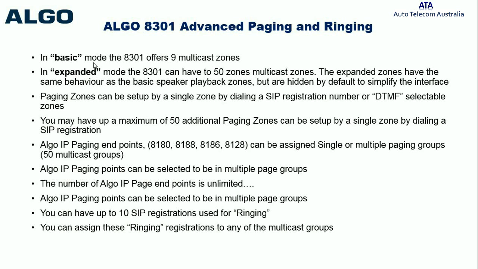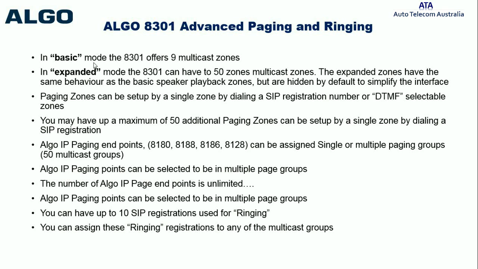Just to make life even more interesting, the 8301 has what we call an expanded mode. This is unlicensed and can just be turned on, and this will enable you to have 50 zones. These are 50 multicast zones, so you can create groups. You can have hundreds of IP speakers running on the 8301, and you can put them into different zones. No matter what you want to do, you can have the speakers in more than one zone, so you have 50 zones. It's quite impressive what you can do with this.